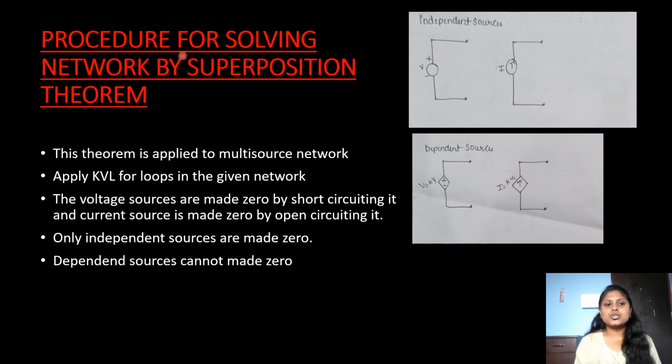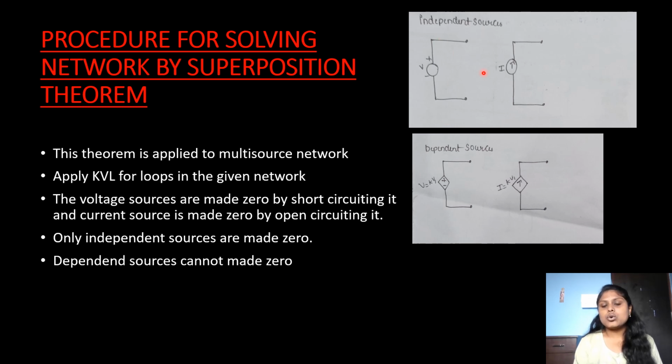The procedure for solving a network by superposition theorem: this theorem is applied to multi-source networks. Apply KVL for loops in the given network. The voltage sources are made zero by short circuiting them, and the current sources are made zero by open circuiting them. Only independent sources are made zero; dependent sources cannot be made zero.